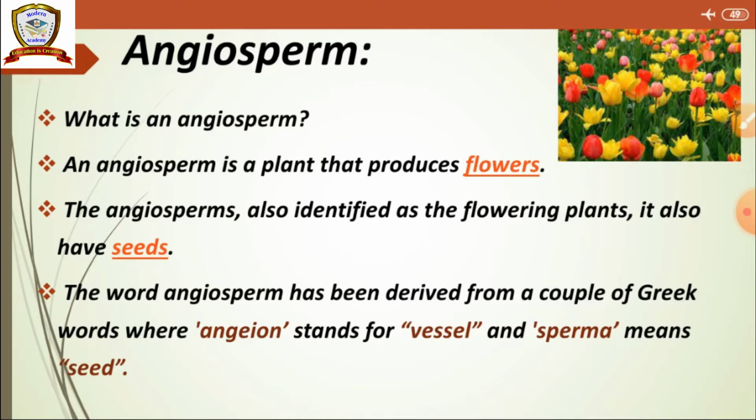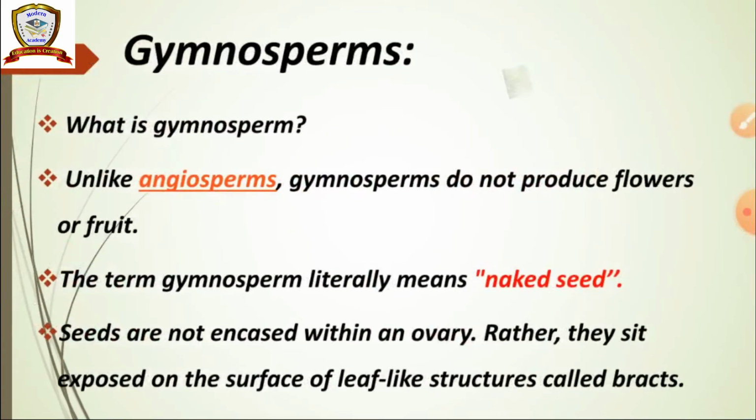So they are known as flowering plants. These are two Greek words: angion means vessel, vessel nothing but ovary, and sperma means seed.